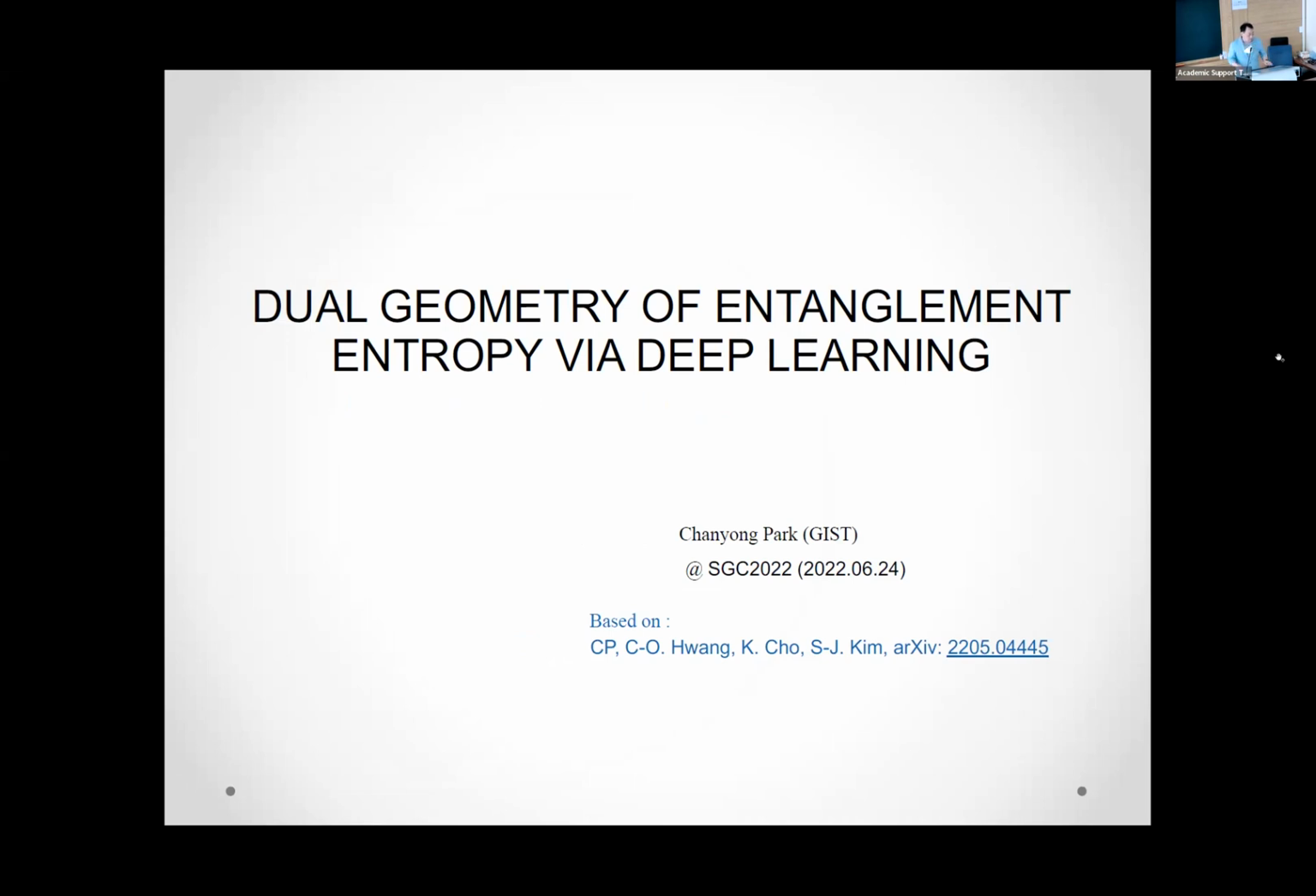So today I'm going to talk about how we can construct the dual geometry of some quantum field theory data. In this case, I use a deep learning technique. This is why I use the deep learning technique, because there's some technical problem in finding the dual geometry. I will explain later. Due to that technical reason, we use the deep learning technique. It simply minimizes the error from the data.